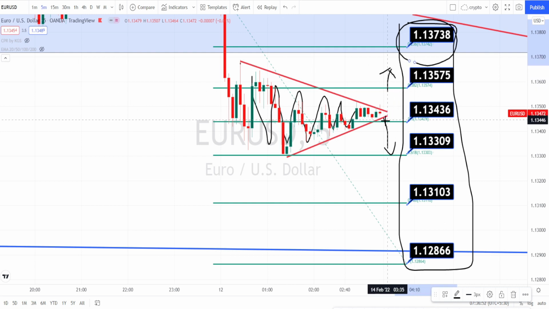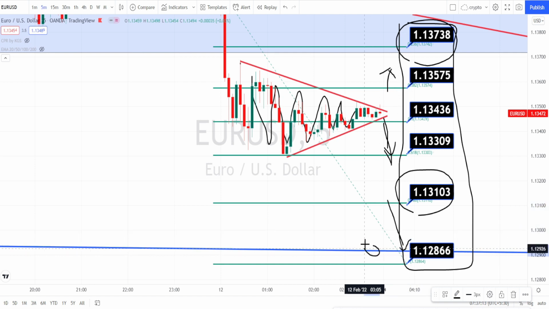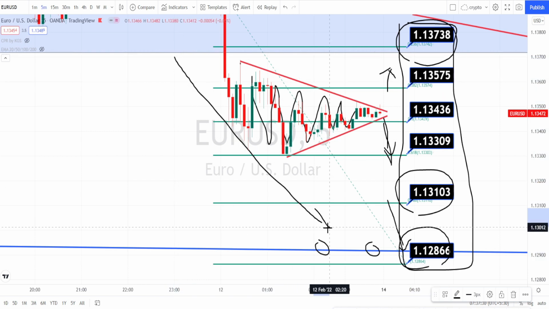So I am expecting it to break on the bearish side, and if the price action breaks on the bearish side, the next level of support is going to be around 1.13, and if the price action breaches this support level, we can expect it to take support on the 4 hours time frame trend line or at the level of 1.12866, and overall the trend from the higher time frame is on a bearish side or retracement.